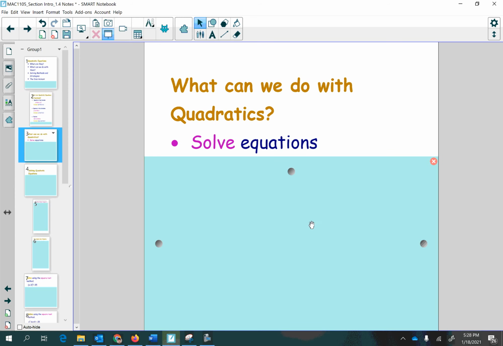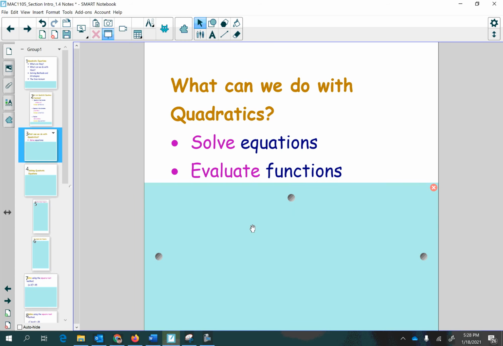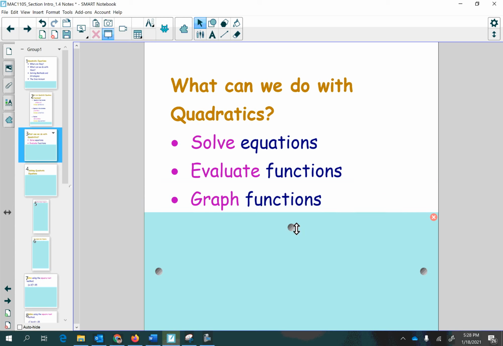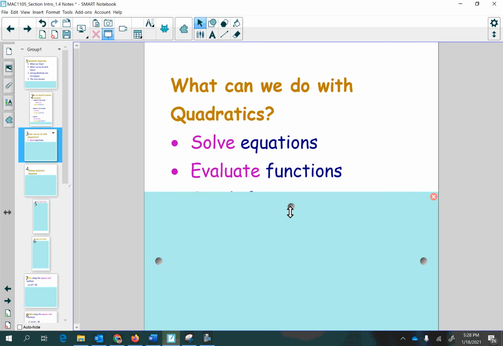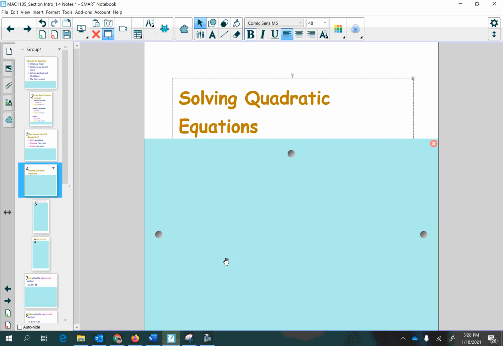Now, what can we do with these things? Well, we can solve them. So if it's an equation, like the first example I showed you that had just a number on the opposite side of the equals, then you can solve for the one missing variable. You can evaluate functions, which means you can plug in a value for x and find out what the value of y is, or the value of f of x. You can graph functions or equations in two variables. So the things that you really have to worry about learning right now are solving equations, but I will just be talking a little bit about these other items as we go along.